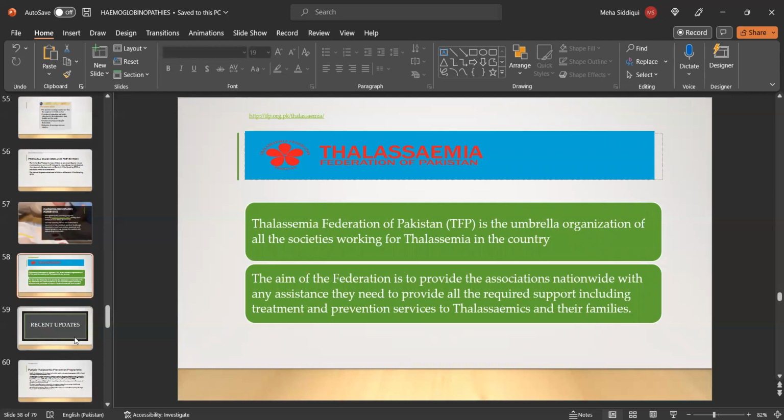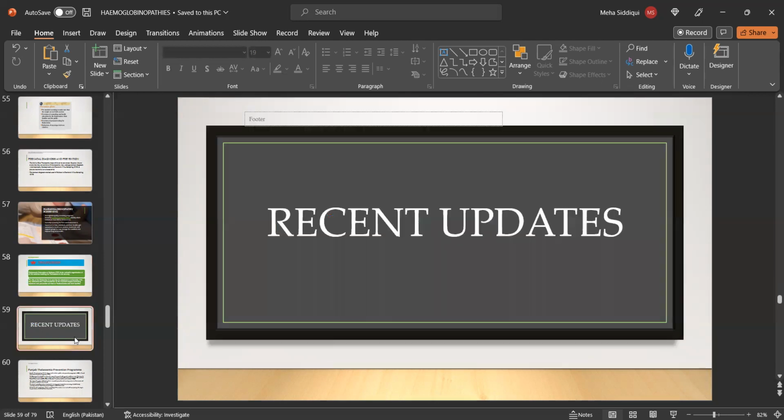Its aim is to provide the associations nationwide with any assistance they need to provide all the required support, including treatment and prevention services to thalassemics and their families.